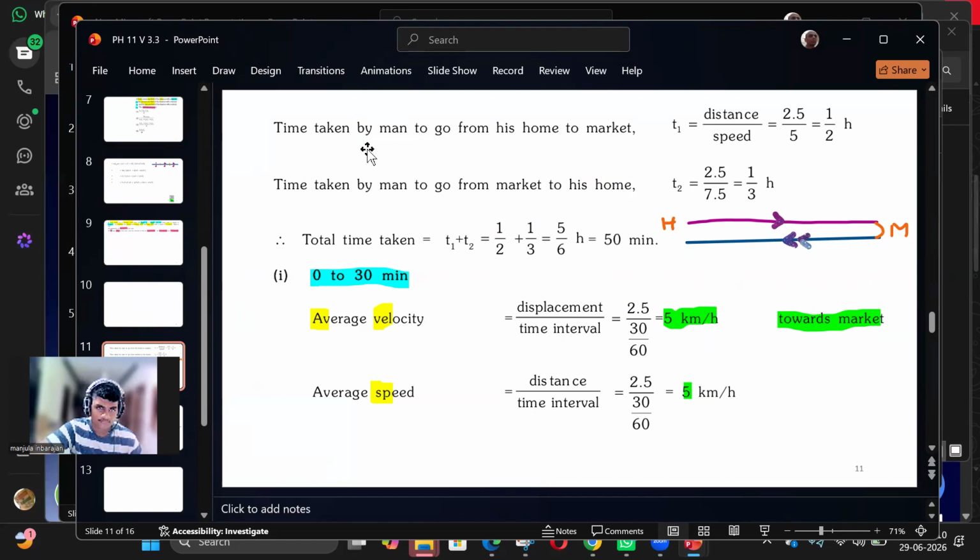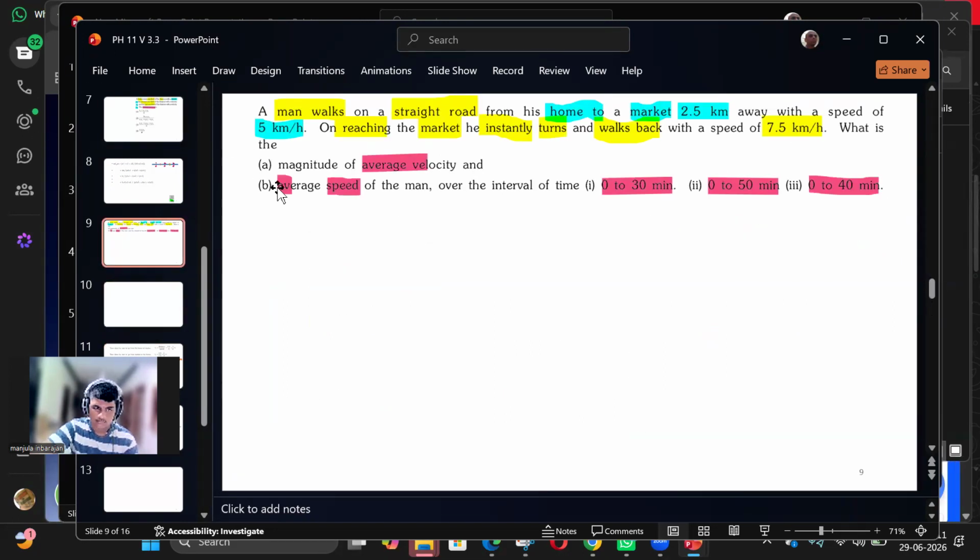That's right. The time taken by the man to go from home to market is half an hour, which is 30 minutes. And to come back from market to home, it's 20 minutes because while coming back the speed is high. While going to the market he is going slowly at 5 kilometers per hour, while coming back he is going faster.